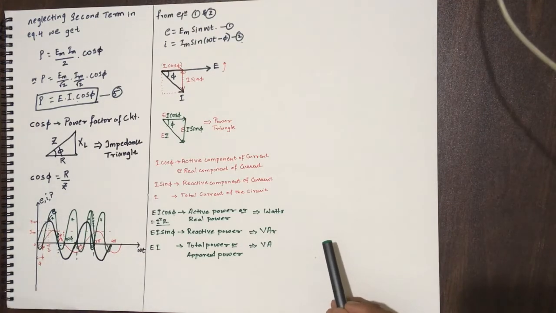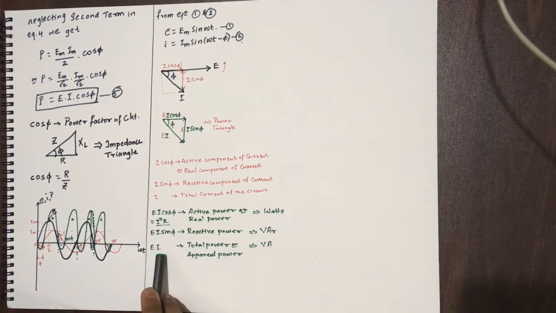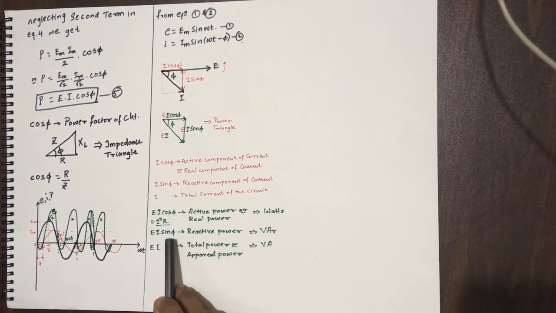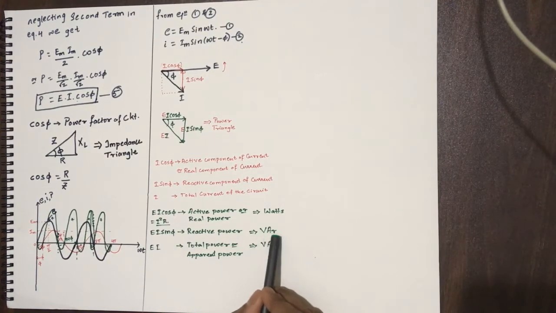It means it is helpful for us to magnetize the circuit so that the energy is stored in the form of electromagnetic field around the coil, inductive coil. Power EI is the total power delivered to the circuit, E into I. Its unit is VA, volt amperes, and the unit of reactive power is reactive volt amperes.